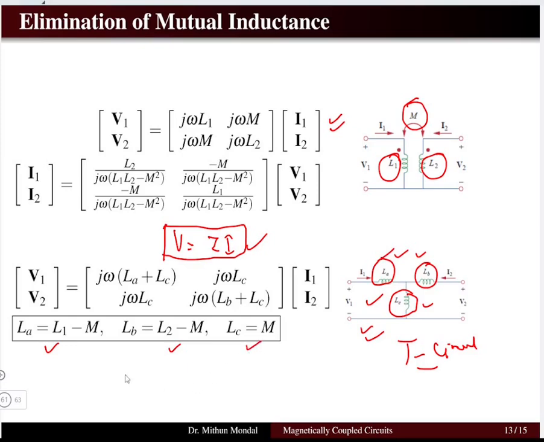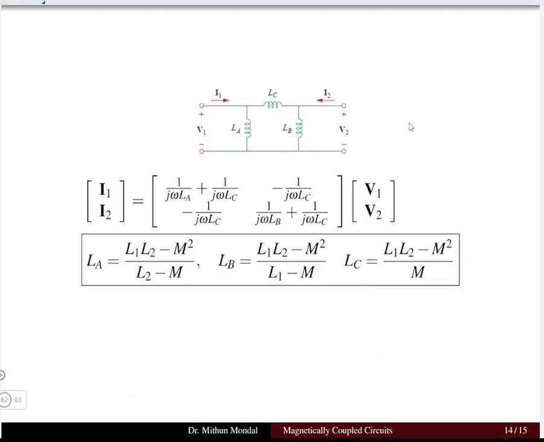So given the values of L1, L2 and M, we can obtain an equivalent circuit in the form of a T circuit, where the inductances will be L1 minus M, L2 minus M and M, which is the mutual value between the two coils. So this circuit will not have any mutual coupling, and we can do the analysis in a better way compared to the first circuit. There is one other way we can do it, that is the pi circuit.